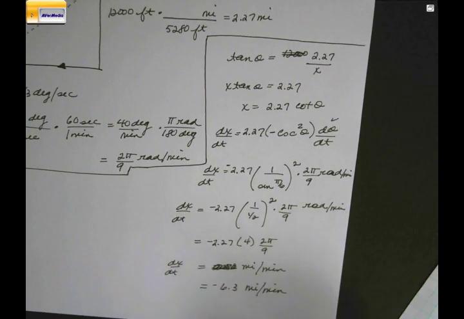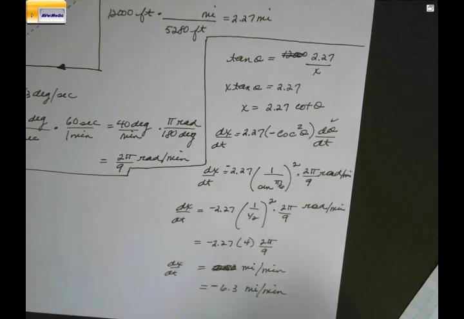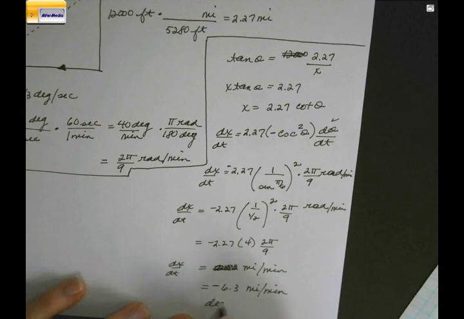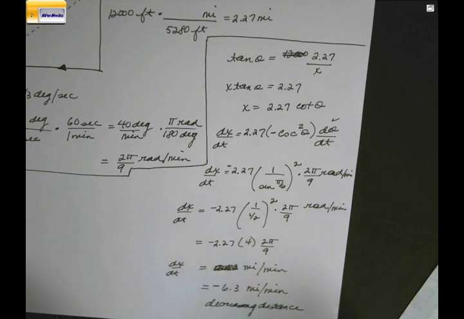Miles per minute. And why is it negative? There you go. The distance is closing in. Decreasing distance to the camera or the island. Decreasing distance is why it is negative.